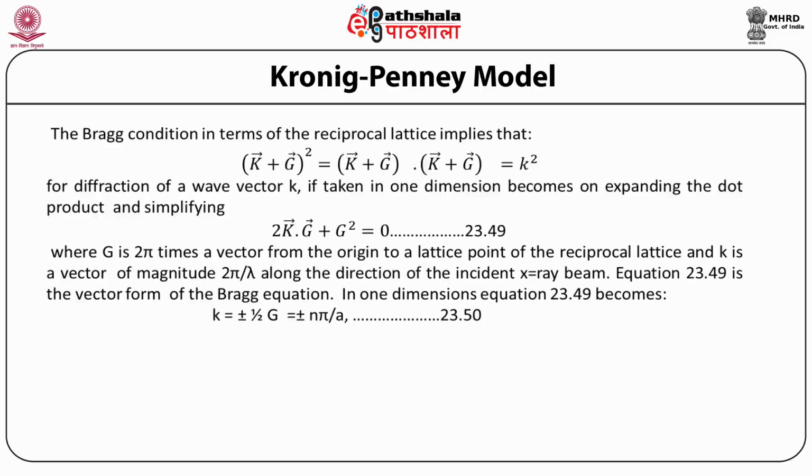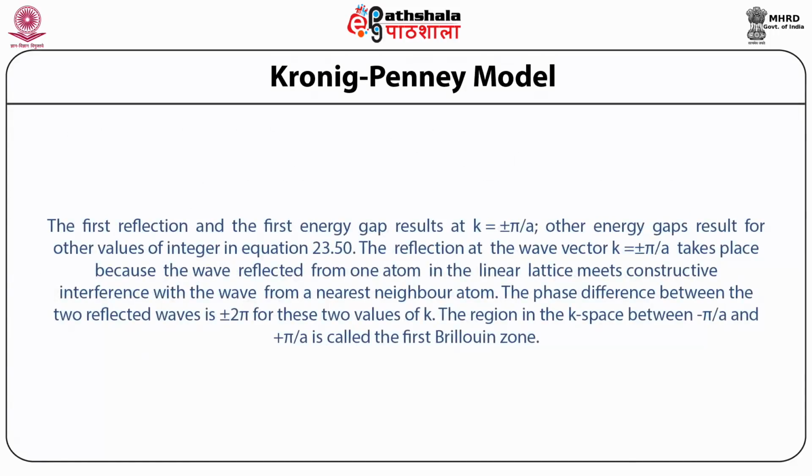In one dimension, equation 23.49 becomes k equal to plus minus one half of capital G, which is equal to plus minus n pi by small a, given as equation 23.50, where capital G equal to plus minus twice n pi by a is the reciprocal lattice vector. The first reflection and the first energy gap result at k equal to plus minus pi by a. Other energy gaps result for other values of the integer in equation 23.50.